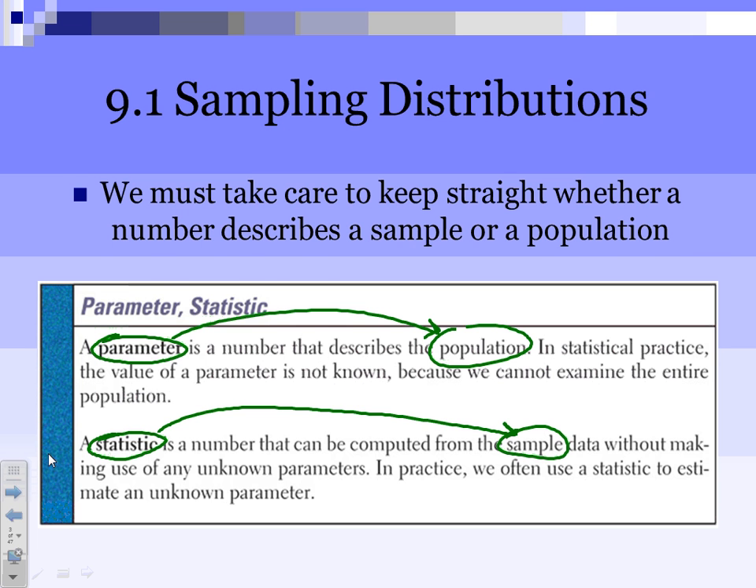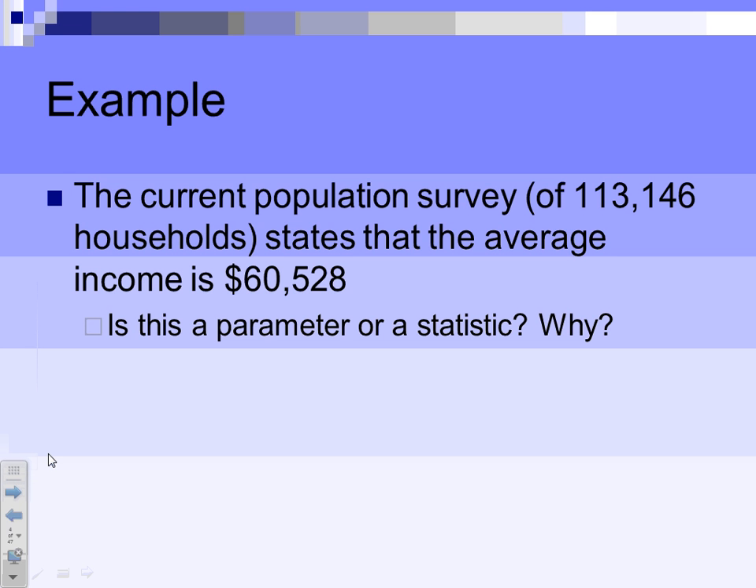Let's look at a quick example here to make sure we are clear on the difference. It says the current population survey of 146 households states that the average income is $60,528. Our job is to determine if this is a parameter or a statistic. Well, parameter goes with the population and the statistic goes with the sample. If we look at this survey, it's only of 113,000 households. And we need to determine, is that a legitimate value for the whole population, or is it less than that?